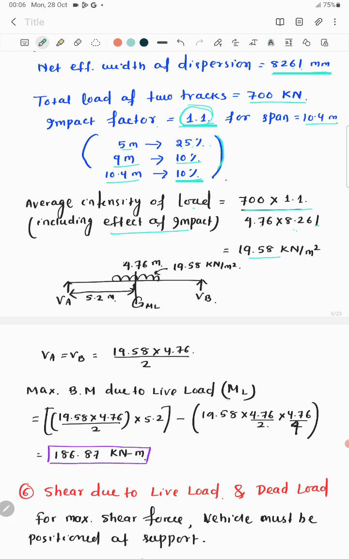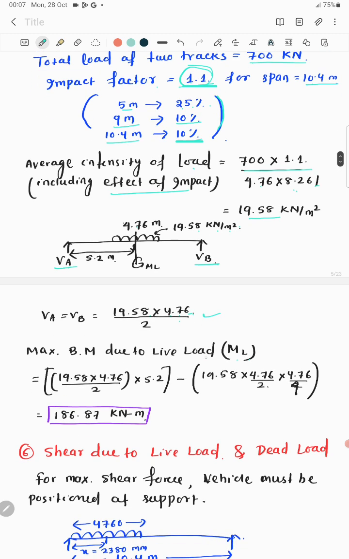maximum bending moment due to live load, that is ML. So in this figure you can observe here, if VA and VB are the shear forces, the loading is 19.58 kilonewton per meter square into the width of vehicle, which is 4.76. Since it is symmetrical, the shear force will be 19.58 into 4.76 by 2.